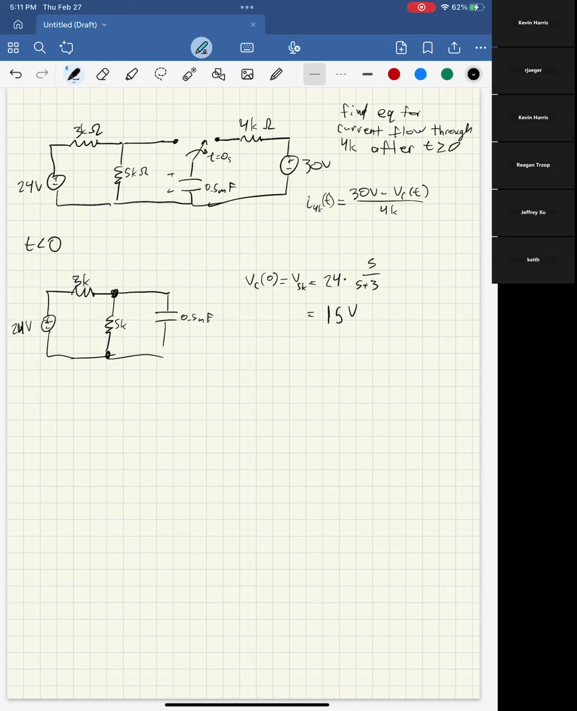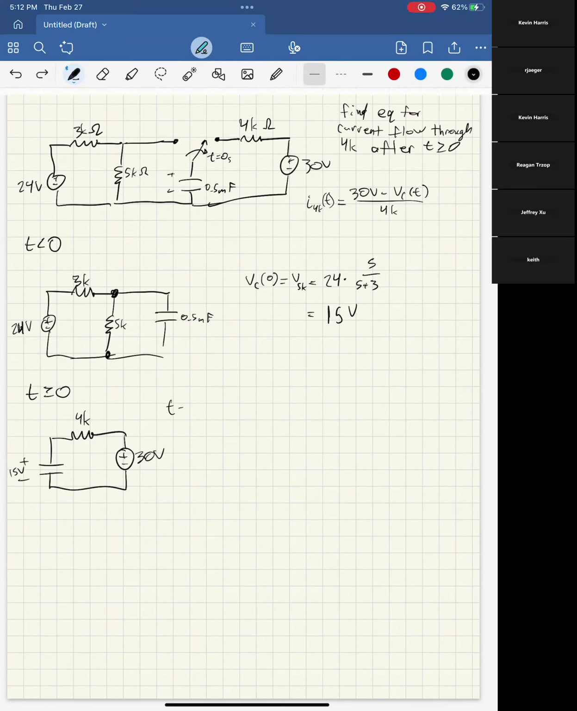Cool. We did that. Now we say, okay, time is greater than or equal to 0, once the switch has closed, or once the switch has moved. Now we have a circuit that looks like this. And what we know is that this starts out at 15 volts. So we look at this and we say, okay, what will this end up charging up to? This capacitor will end up charging up simply up to 30 volts at time equals infinity.